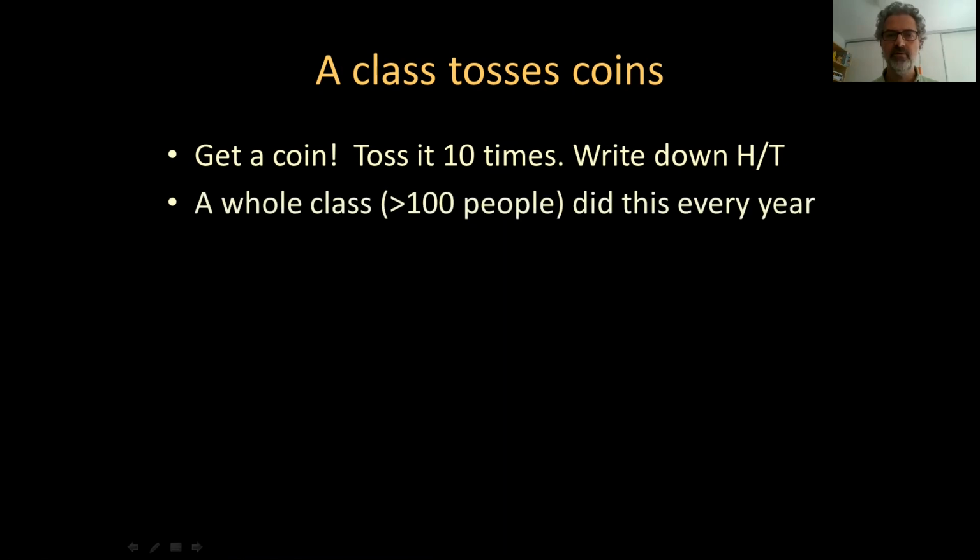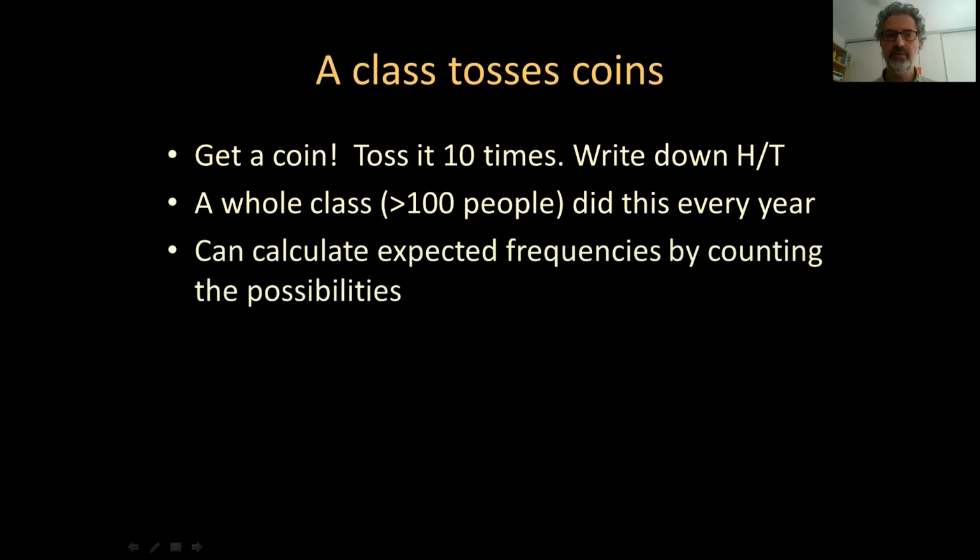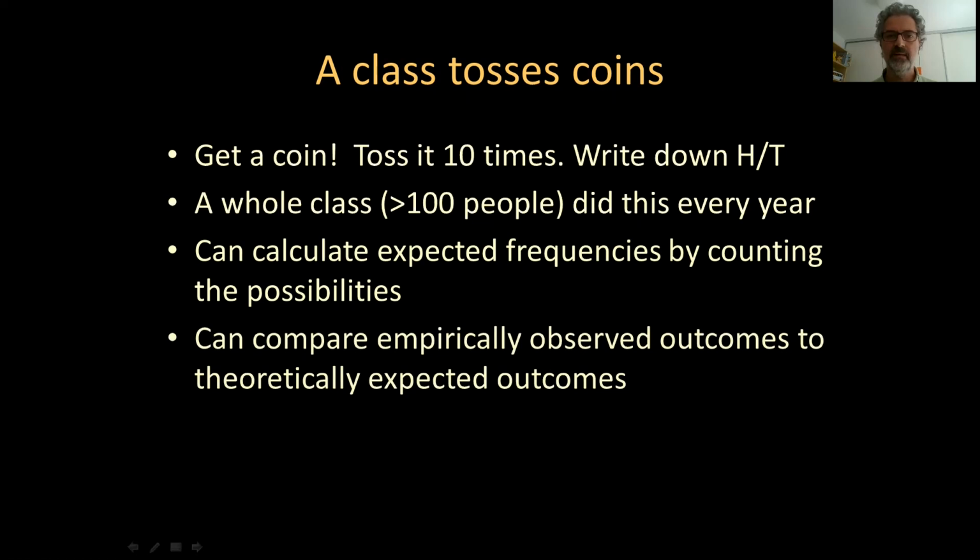In previous years, we always got the whole class to do that, and we would count the outcomes and be able to display them. So we could calculate what would be the expected frequency for each outcome by counting the possibilities, how many different patterns there are, and how many different ways there are for each outcome to occur. And we could compare the theoretically expected frequencies with the empirically observed ones, how many times something actually happened.